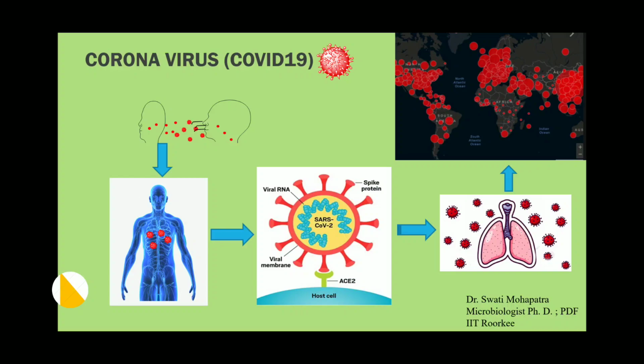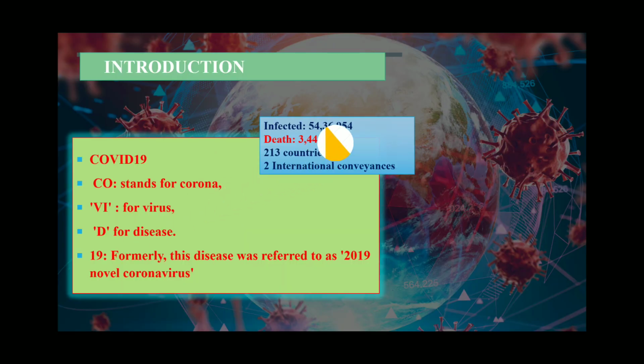As we all know, we are suffering with coronavirus and now it's becoming a big threat for our world. As per the rolling data, 54,36,954 people were infected, and out of them 3,44,550 people were dead. 230 countries and 2 international convents were infected.